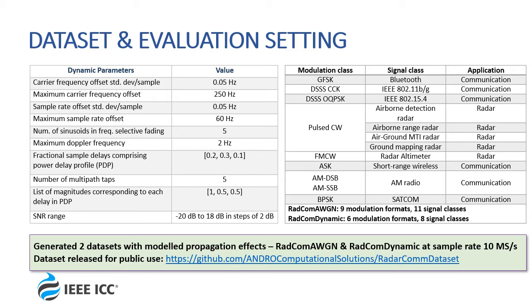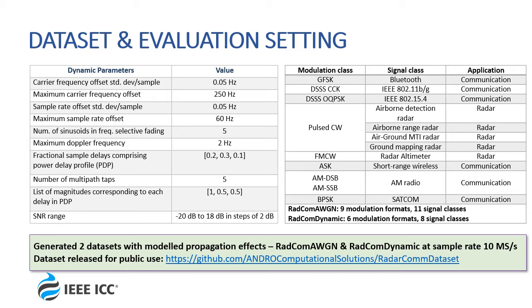So in total for the AWGN, we have 9 modulation formats and 11 signal classes. For the dynamic setting, we have 6 modulation formats and 8 signal classes. And the table on the left shows the dynamic parameters that were used to generate the dynamic waveform dataset, which has 6 modulation formats and 8 signal classes, and it used the GNU Radio dynamic channel model to introduce these propagation effects, such that it would simulate the hardware defects and propagation channel effects, such as whether it was a Rayleigh or Ricean channel, whether the hardware had carrier frequency offset, sampling rate offsets, etc.